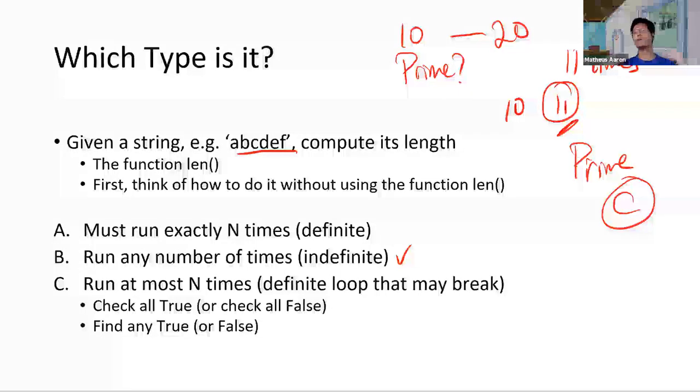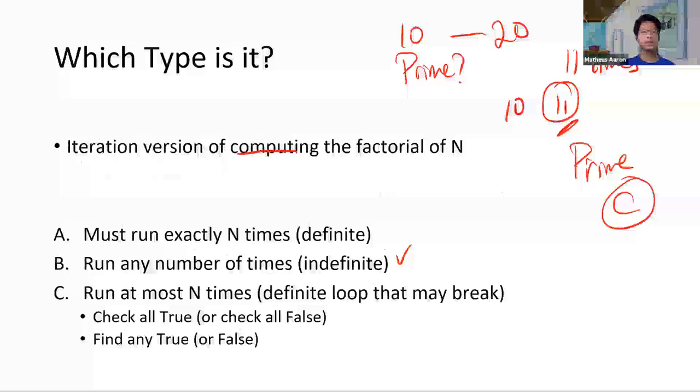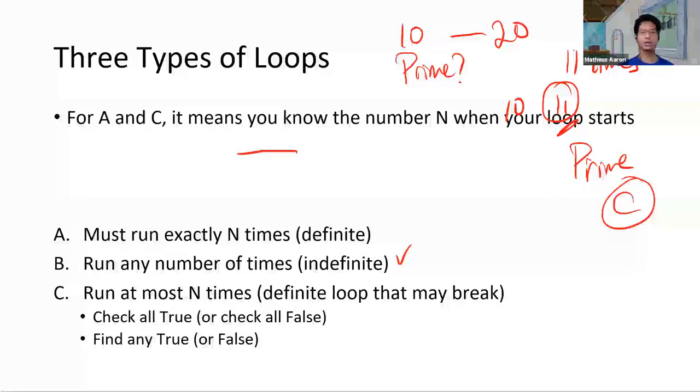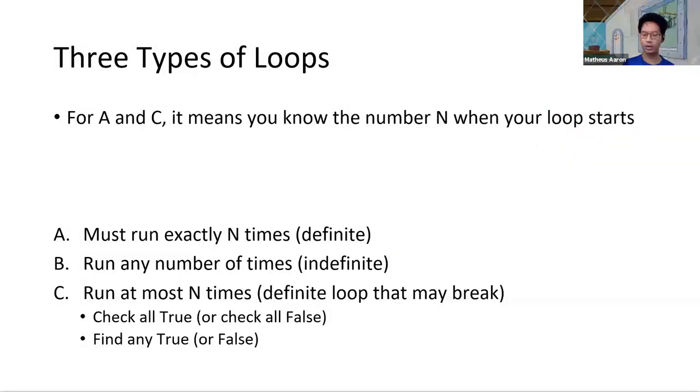And to be very honest, you don't need to remember this, because after you work on some problems, eventually you'll forget about this and you'll know when to use a for loop and when to use a while loop. But this is to ground things. If you are confused, you can always refer to this. Do you know the number of times you need to run? If you know how many times you need to run at the start of your loop, use a for loop. If not, use a while loop.